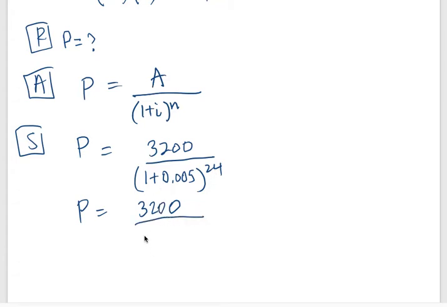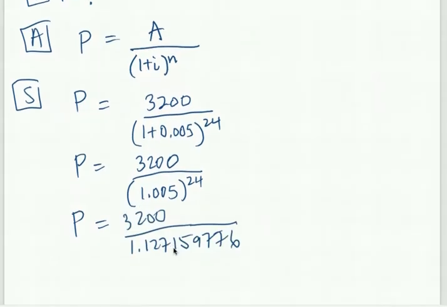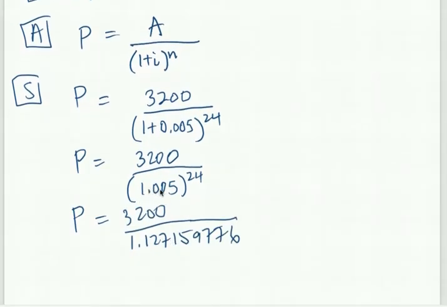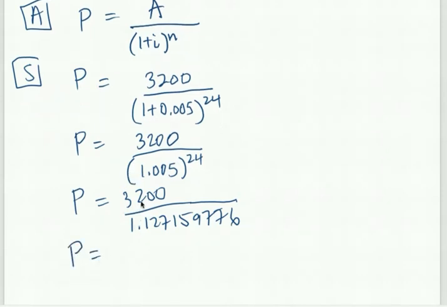Okay, so we're going to add the brackets first. And then the next step here is we want to take care of that exponent. So I went ahead and calculated 1.005 to the 24th. So that's the exponent, and we got this number here. So again, I know last day I just said carry the number and then do something with the number. Here it's a little tricky, so you might want to write this down, and then once you get that number, go into your calculator and go 3,200 divided by that number, okay?